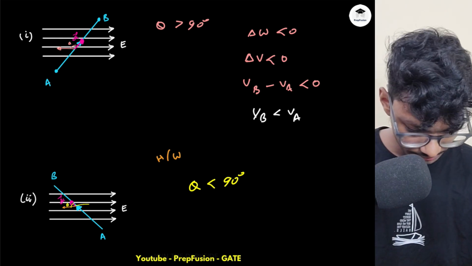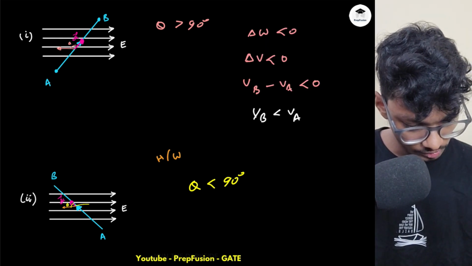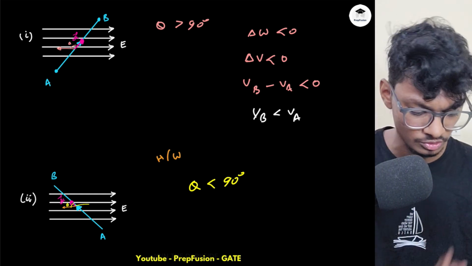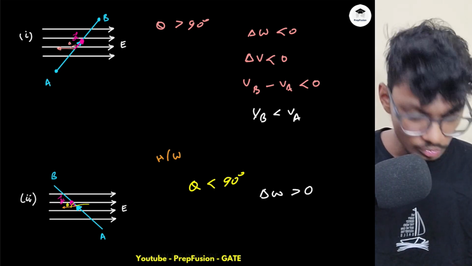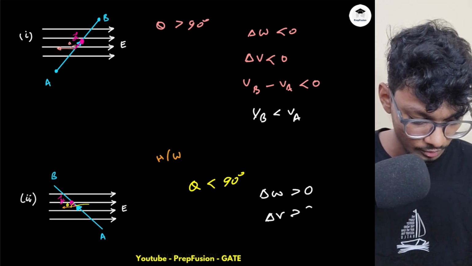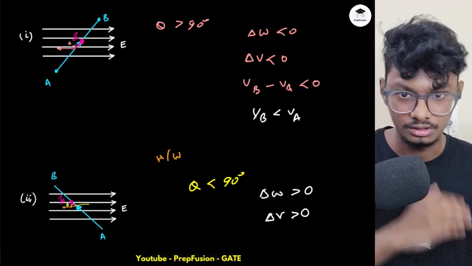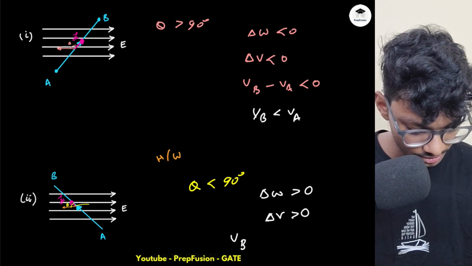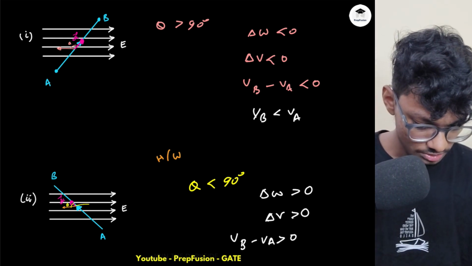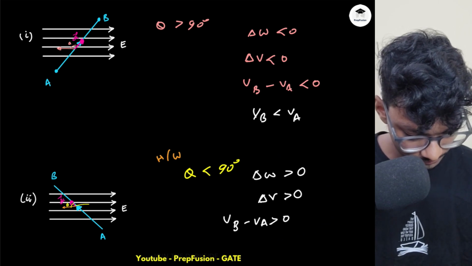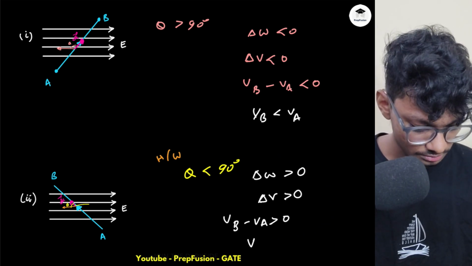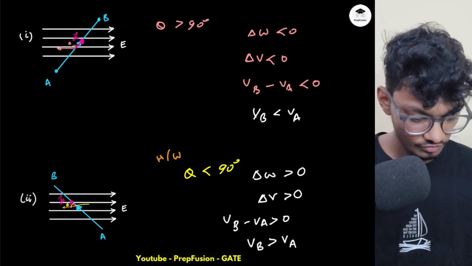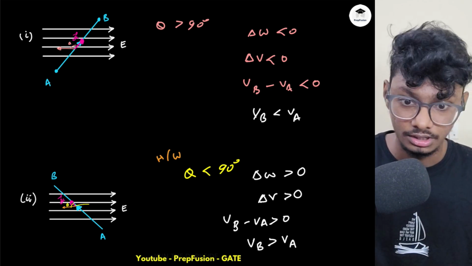I can comment that my delta V will be negative. Sorry, delta V will be positive because cos of anything less than 90 is positive, right? So my delta W, work done, will be positive. Hence my delta V also will be positive because it is just a division by charge, positive test charge. So VB minus VA will be greater than 0. So I can comment that VB is greater than VA.